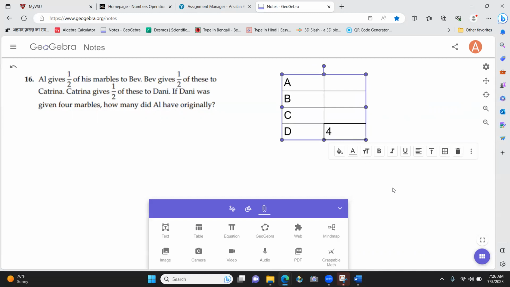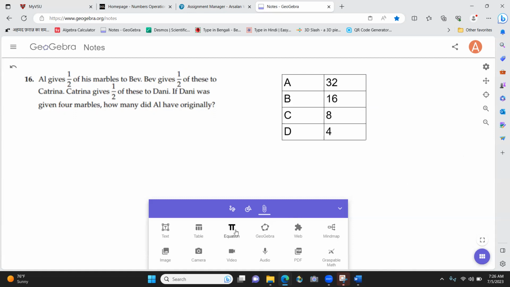Danny received 4 marbles. I have to find out how many Al had. Now, remember, Katrina gave Danny half. So Katrina had the other half. So Katrina must have had 8 marbles because half of 8 is 4. Now, Bev gave half of her marbles to Katrina. If Katrina had 8, Bev must have had 16. Well, if Bev had 16 marbles, or received 16 marbles from Al, how many marbles did Al have to begin with? Al must have had 32 marbles.